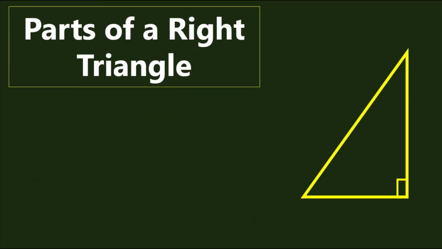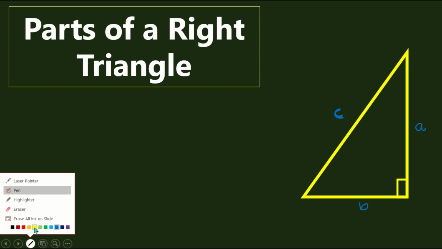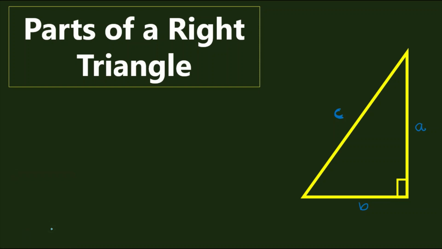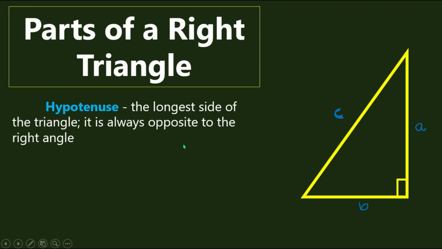So let us identify the parts of a right triangle. In this right triangle, on the right side, the longest side we represent as small letter c. And then the other sides we can represent as a or b. So the first part of a right triangle, aside from having a right angle, is the hypotenuse. When we say hypotenuse, that is the longest side of the triangle.